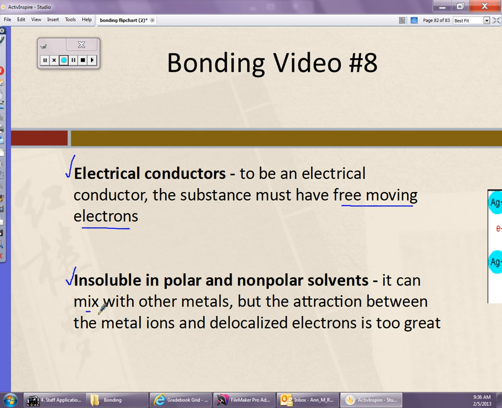Now, while they can mix with other metals, so you can get two metals side by side, the metals are so well attracted to the delocalized electrons that it's almost as if they won't let go of the electrons in order to become attracted to the polar or the non-polar solvent. They would rather stay in close contact with the delocalized electron and therefore leave no room to come in contact with polar or non-polar things. But if you think about it, metals don't dissolve in water.